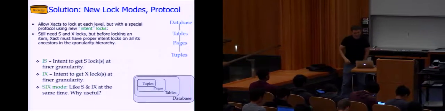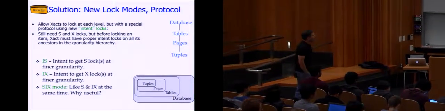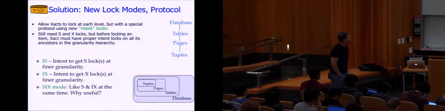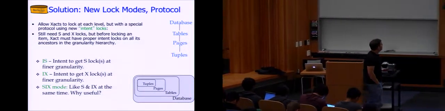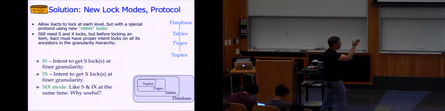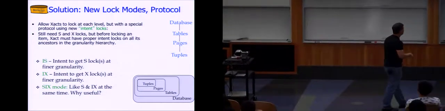And the solution to this is going to just introduce a couple of new lock modes to our lock tables, and then a protocol for what order we lock things in. And so the idea is going to be that we're going to take locks at every single level, but some of those locks will be sort of light locks. They won't cost as much.